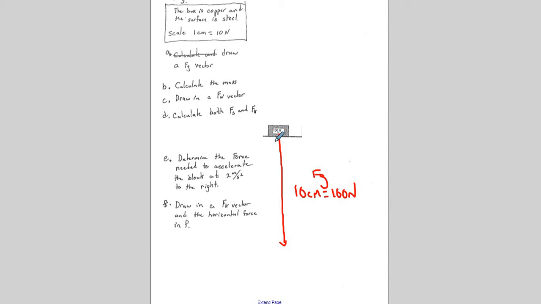The next thing says calculate the mass. Well, that is F of g equals mg. So I have my force of gravity, and my mass then becomes my force of gravity over my acceleration due to gravity, so that's 100 newtons divided by 9.81 meters per second squared. And if you go through and calculate that out, you get approximately 10 kilograms.